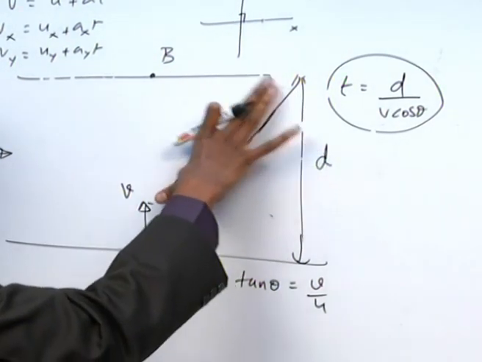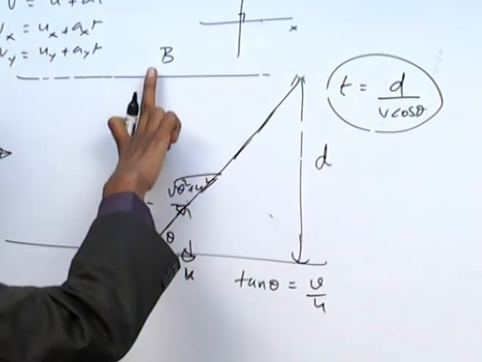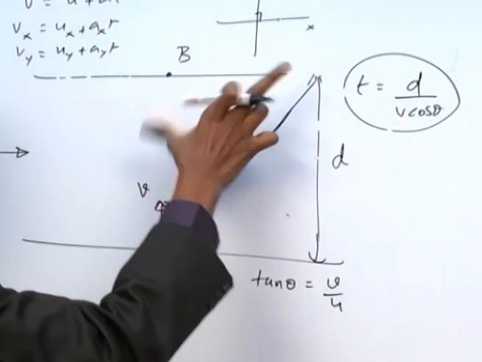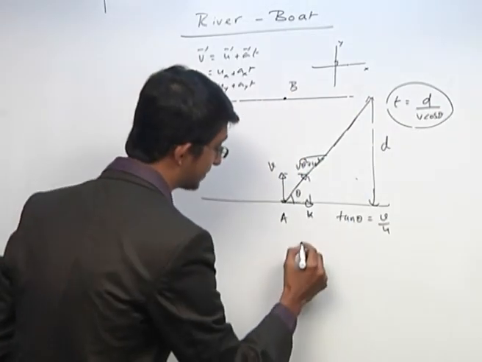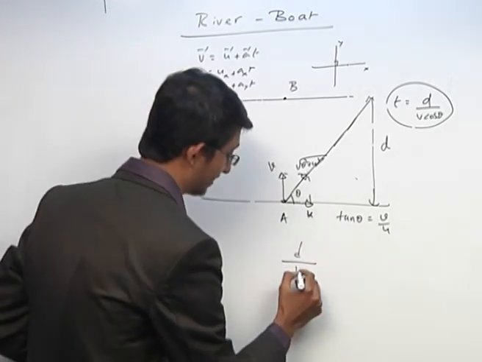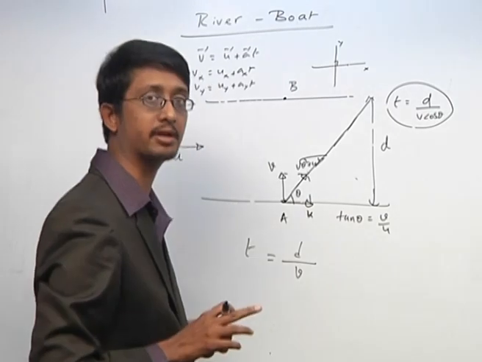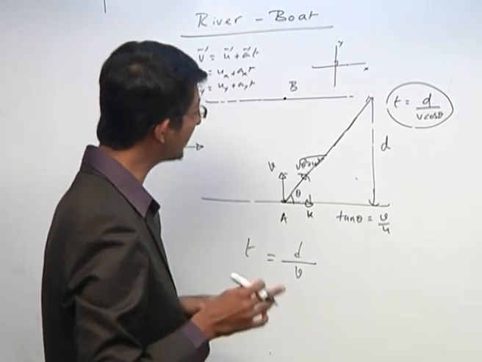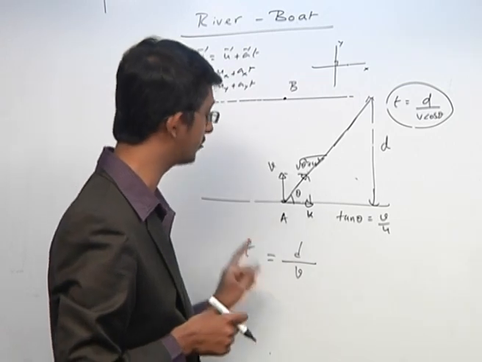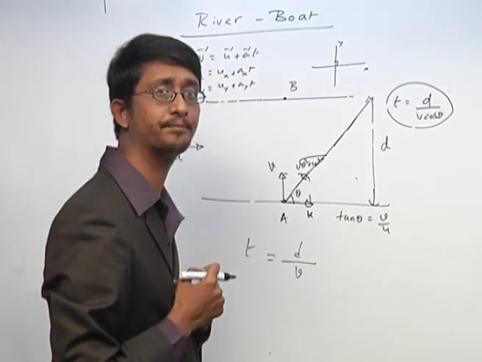What is vertical component of this displacement? D. This is the vertical component. This is the horizontal component, total displacement. Vertical, horizontal, total. So vertical component of this displacement is d. And what is his vertical velocity? V. This gives you the time he takes to reach the river. Why does vertical displacement by vertical velocity give the time? Why does it give that way?